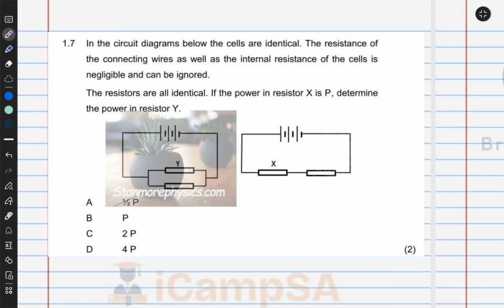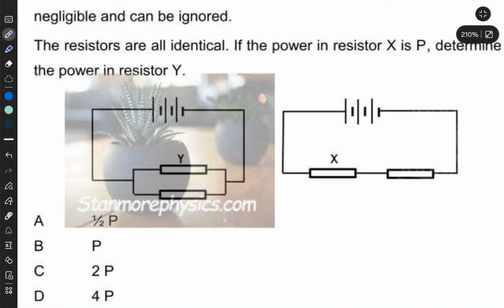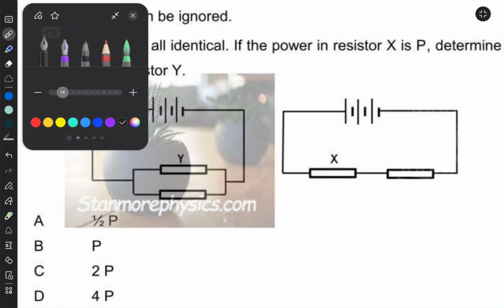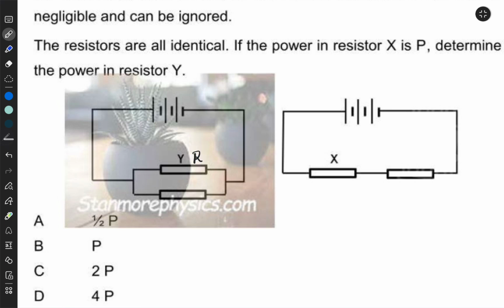Now the resistors are all identical. So what this means is, if this resistor Y has some resistance R, this other one will also have R, this one will also have R, and that one will also have R. So all of them carry the same amount of resistance.